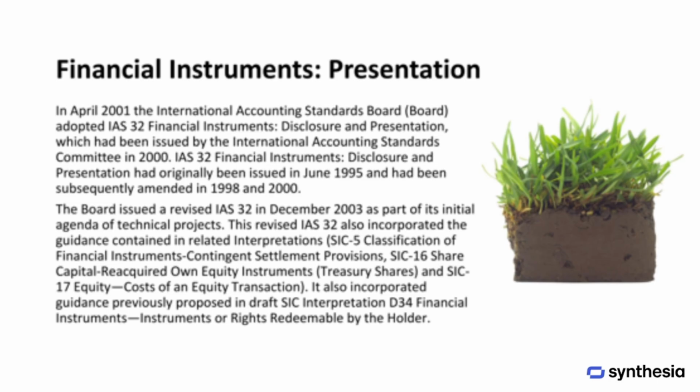In April 2001, the International Accounting Standards Board adopted IAS 32, which deals with the disclosure and presentation of financial instruments. This standard was originally introduced in 1995 and updated over the years to reflect changes in practice and understanding. In December 2003, the board issued a revised version of IAS 32, consolidating previous guidance and incorporating important clarifications on the classification of financial instruments, treasury shares, and the costs associated with equity transactions. The revisions aim to provide clearer and more consistent rules for presenting and reporting financial instruments.